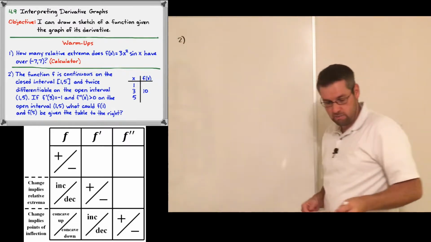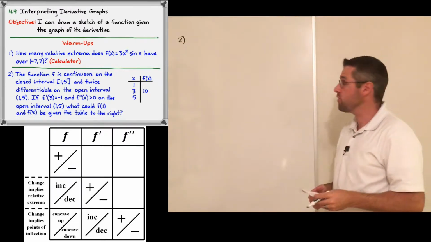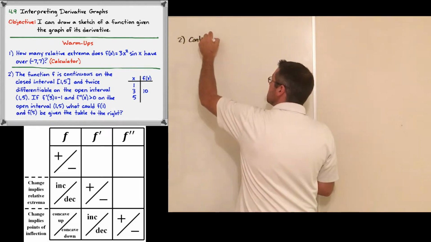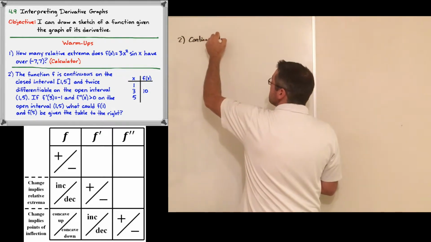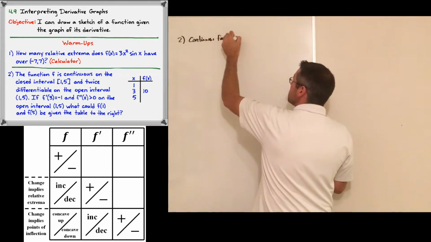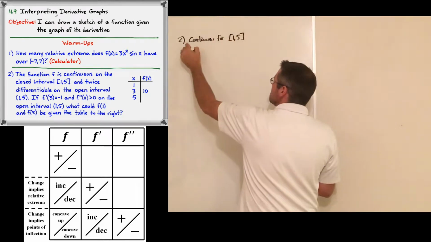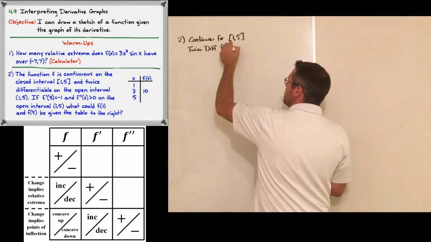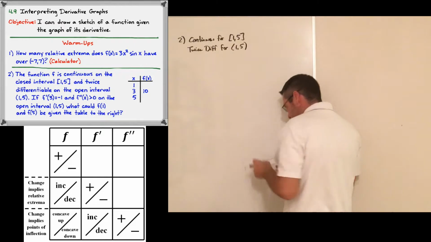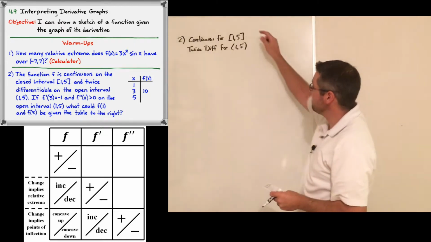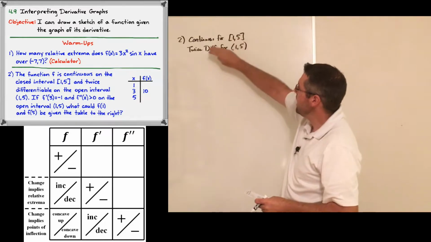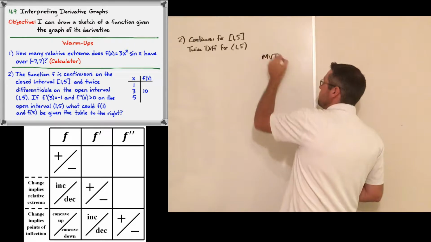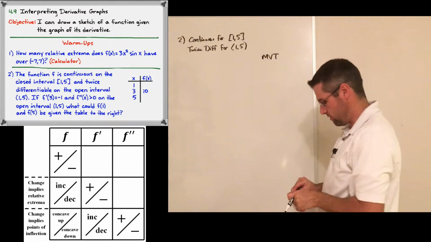Now, in this problem, it says f is continuous over the closed interval 1 to 5. So let me write that down. It's continuous for the closed interval 1 to 5. And then it says it's twice differentiable for the open interval 1 to 5. Now, immediately, when I see that a function is continuous over a closed interval and differentiable over an open interval, I'm immediately thinking the mean value theorem here, based on that bit of information.